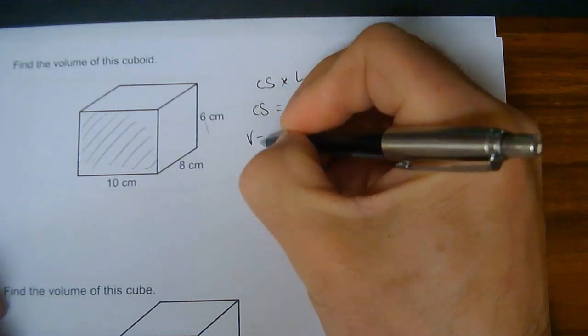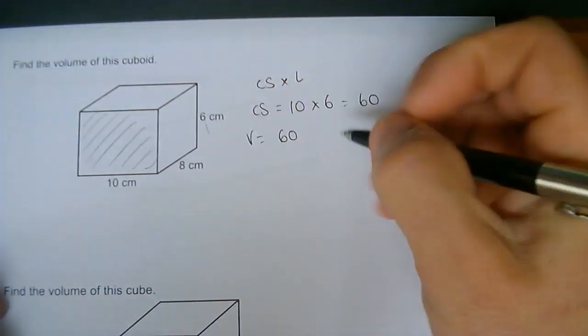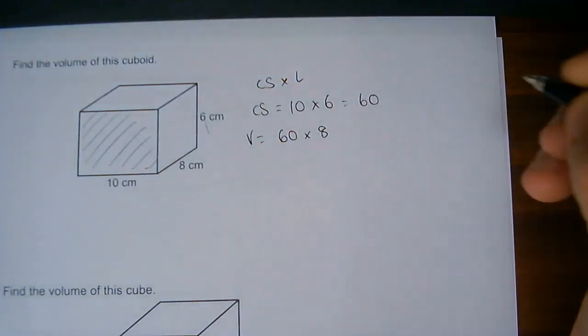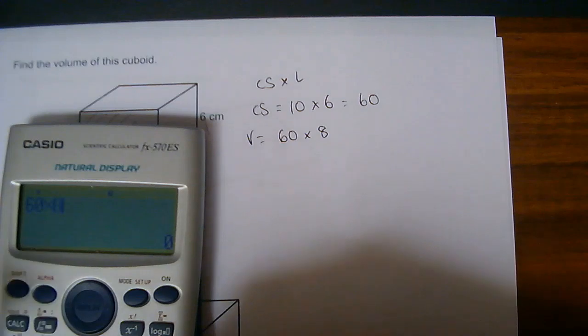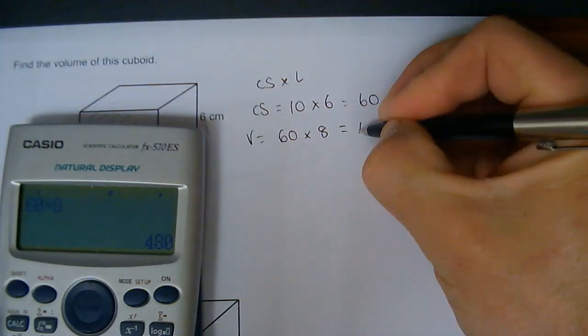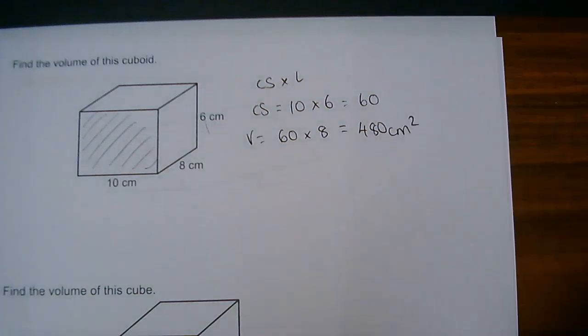I then do my volume equals my cross section, which is this 60, times by how long the shape is. So it's 60 times by 8, calculator test all the way through today, so 60 times by 8 equals 480, and don't forget my units, centimetres squared.